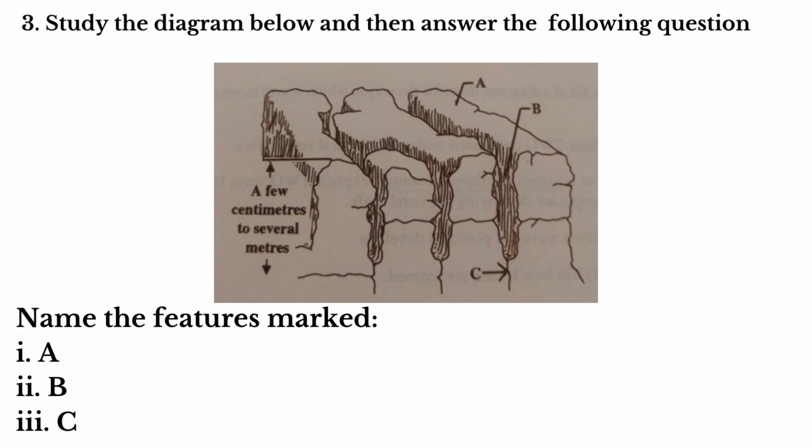This third question is simply asking you to identify some features. Of course, as you look at it, you'd recognize that this is a diagram of the limestone pavement. So, of course, A is a clint, B is a grike, and C is, of course, showing a joint.